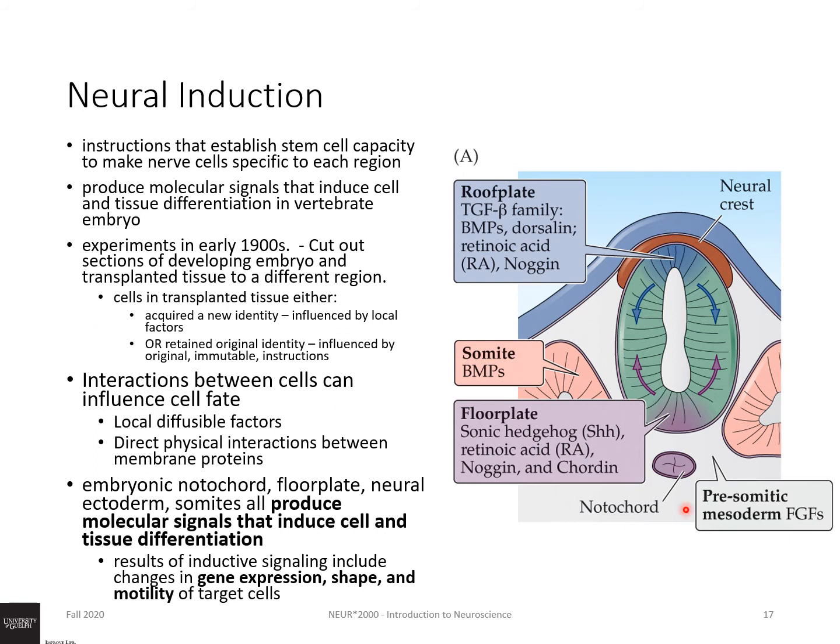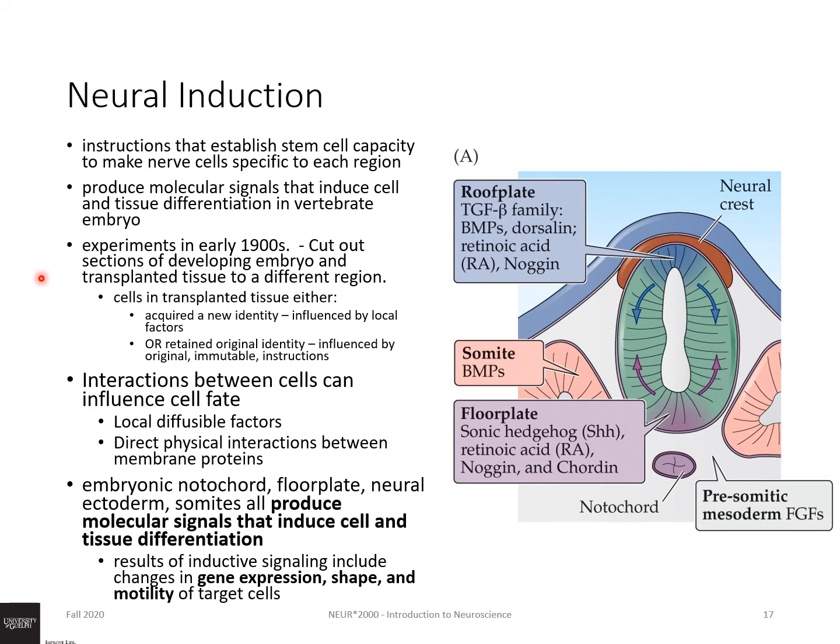The embryonic notochord and floor plates and roof plates and the adjacent tissues like the somites, these produce molecular signals that induce cell and tissue differentiation in the vertebrate embryo. So this is known as neural induction. These are the instructions that establish stem cell capacity to make nerve cells specific to each region. And these produce molecular signals that induce cell and tissue differentiation in the embryo.